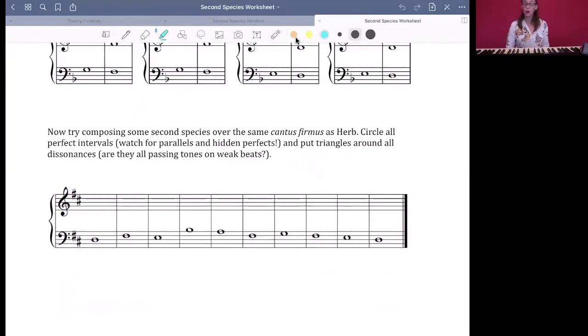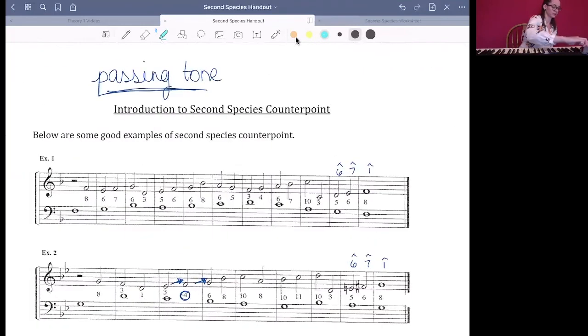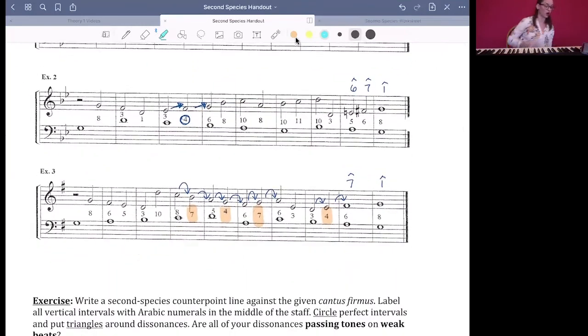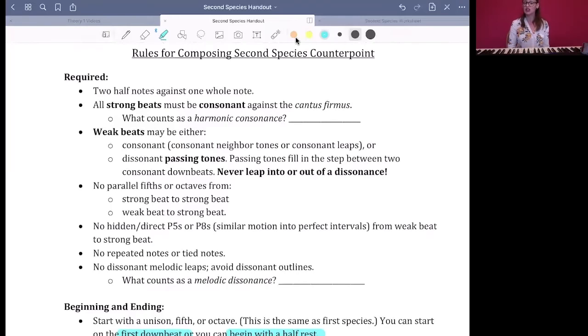So the big thing that I want you to focus on is I want you to circle all of your perfect intervals, just like we've been doing. That will help you hopefully catch any parallels or hiddens. And then put triangles around your dissonances. Again, that will help you make sure that when you see those dissonances, they are, like the orange ones, on weak beats and they are passing tones. So submit that by class time on Wednesday and I will answer all of your questions.